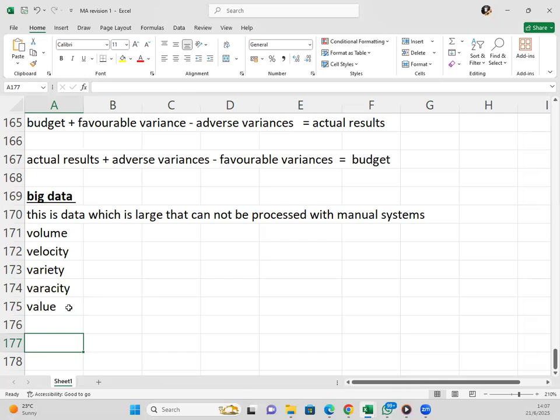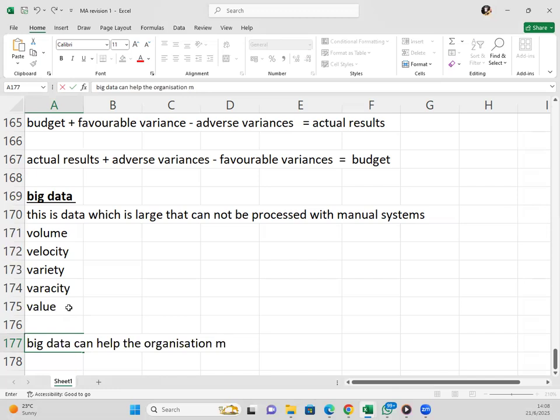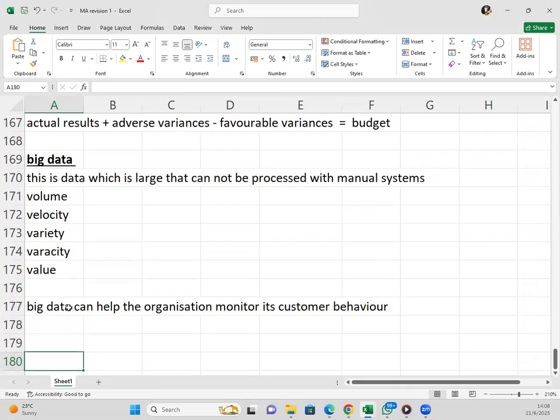If the organization is able to process large volumes of data, this can help the organization manage its customer behavior. Big data can help the organization monitor its customer behavior. So if the organization is dealing with big data, it can help the organization monitor the customer behavior.